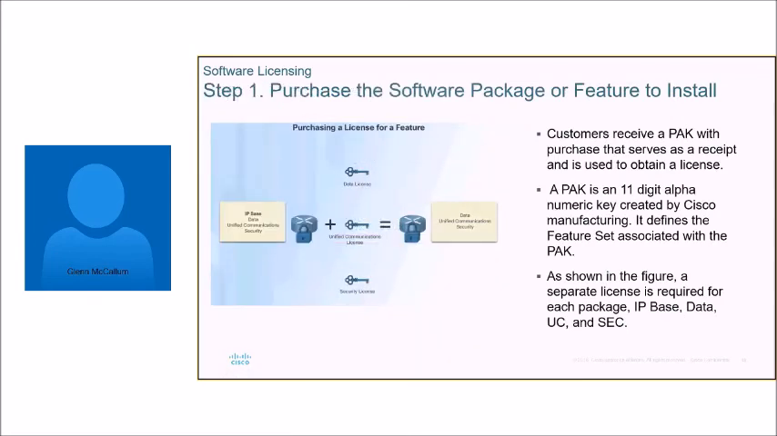So how do we purchase it? Customers receive the PAK with the purchase that serves as a receipt and is used to obtain a license. The PAK is an 11-digit alphanumeric key created by Cisco Manufacturing. It defines the feature set associated with that PAK. As shown in the figure, a separate license is required for each package, so IP base, data, unified communication and security. So if you want to add more than one feature set, you're going to have to get more than one PAK.